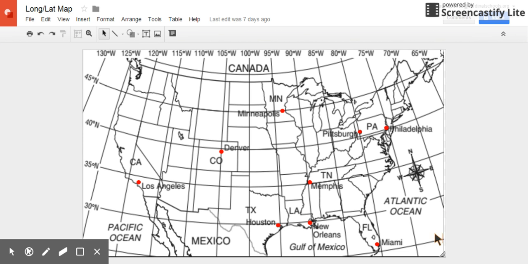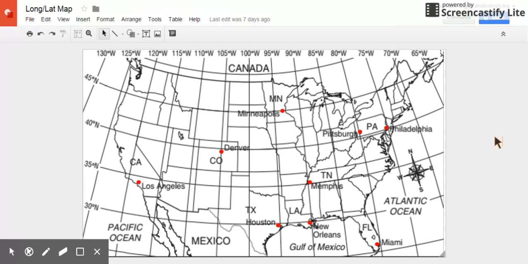Here's a review on using longitude and latitude to locate specific points on a map. Latitude lines go horizontally, like 45 degrees north, 40 degrees north, 35 degrees north, 30 degrees north. Longitude lines go vertical, up and down. Remember, latitude, flat, flat, flat. Longitude are long lines that go up and down.